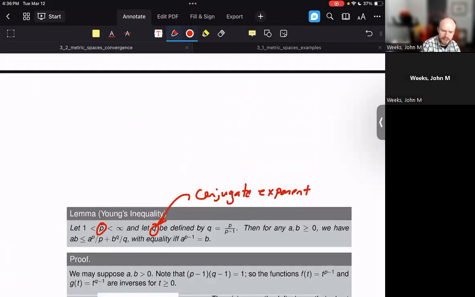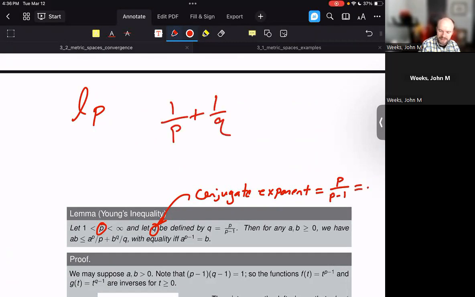You're going to take the value of p that you're given here inside of little lp, and you're going to say that q, the conjugate exponent, is p over p minus 1. The reason it's called conjugate exponent is that it has a very interesting property. That is, if you define this to be q, then 1 over p plus 1 over q is equal to 1. So there's some weird conjugacy going on here.